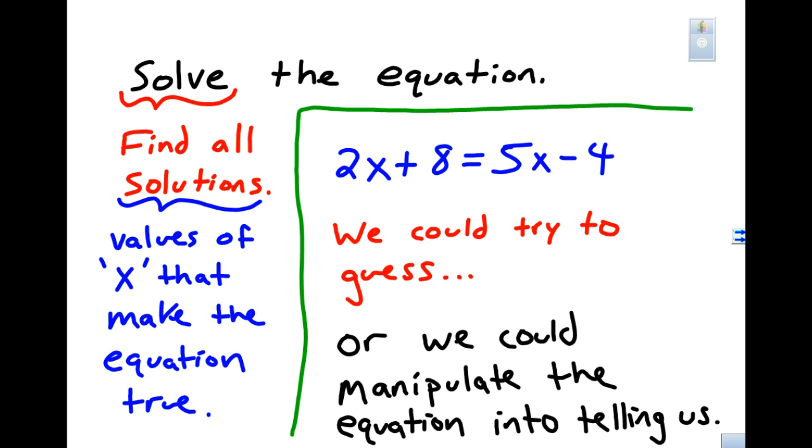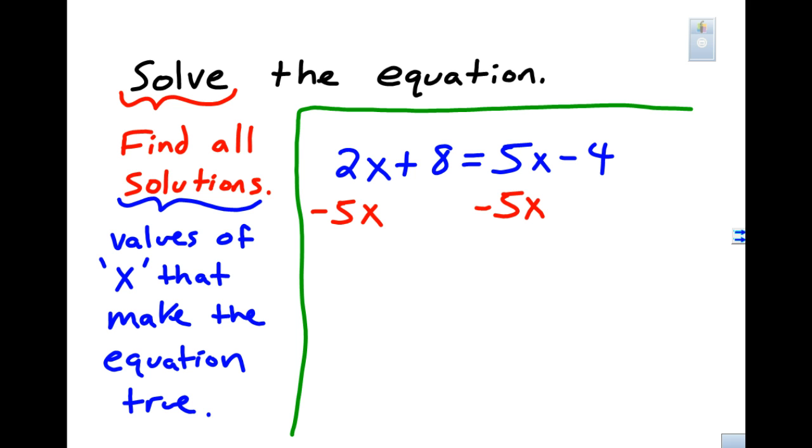So what we could do instead is manipulate the equation into telling us what the solutions are. So we don't have to guess; it will tell us what the solutions are. And all we have to do is get the equation into the form of x equals some number. And the equation is just then telling us what the solution is. In order to get the equation to tell us what the solution is, what we need to do is isolate x on one side of the equation.